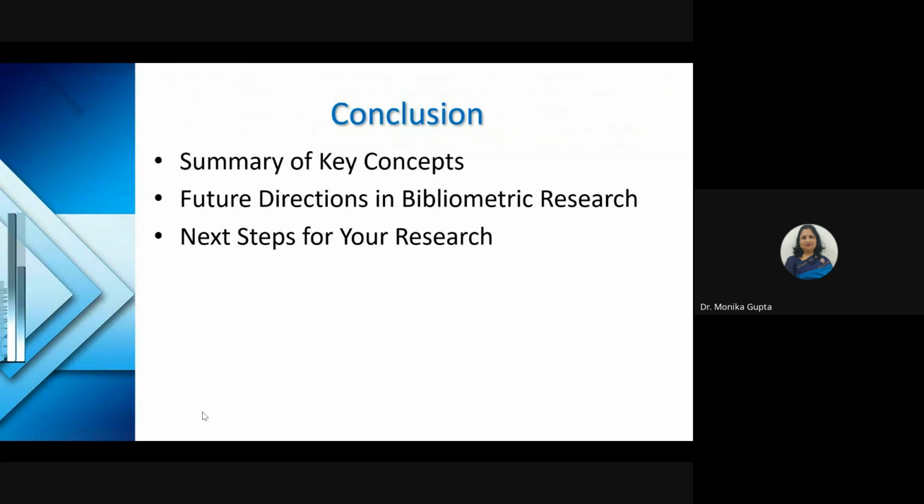So as we conclude, it's important to summarize the key concepts we have covered, from conducting an SLR to advanced bibliometric techniques like co-authorship analysis, keyword co-occurrence, and citation mapping. Bibliometric research continues to evolve with new tools and methodologies emerging. Staying updated with these developments will enhance your research capabilities. As you move forward, consider how the techniques learned today can be applied to your own research projects, guiding your literature review and positioning your work within the broader academic landscape.